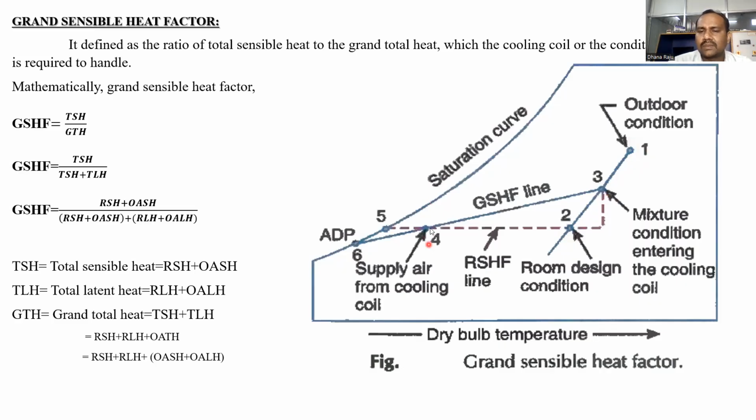So 4 is called the supply condition of air. In any given problem, whether 4 or 6 is given, you immediately join 3 to 4 and extend, and we will get 6. Or if 6 is given and 3 is known, you join 3 and 6, and automatically it will intersect the line 4 5. That point is called the supply point. Line 2 5 is referred to as the room sensible heat factor line.